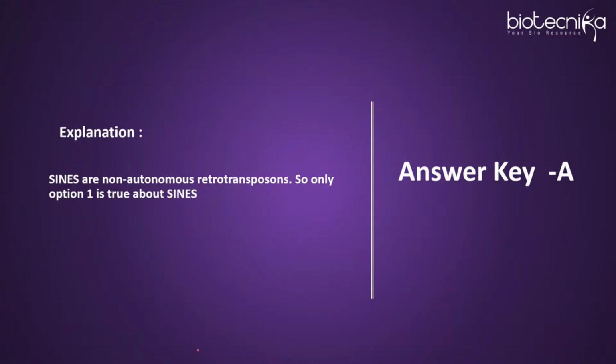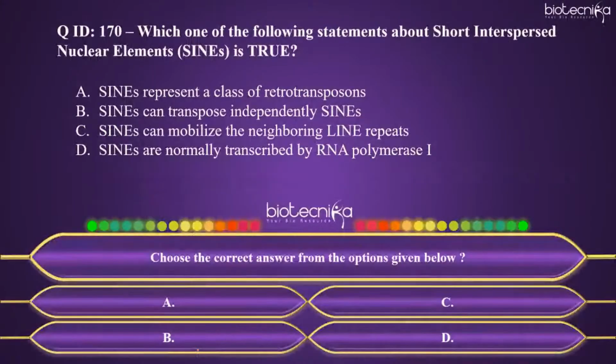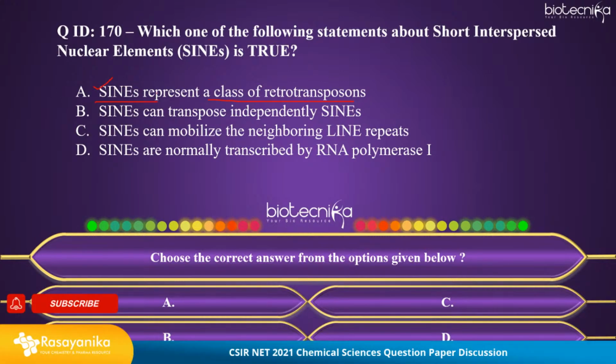The explanation here says that SINEs are non-autonomous retrotransposons. So only option 1 is the true one here, right? These represent a class of retrotransposons, and these are present in humans. Both SINEs and LINEs, as we have studied earlier, and also the table that I showed in one of the questions, are retrotransposons present in humans.